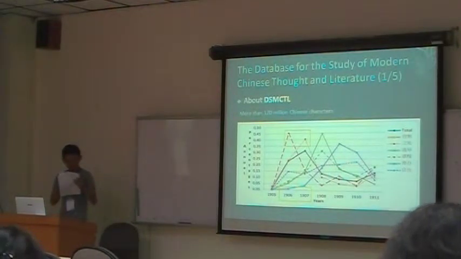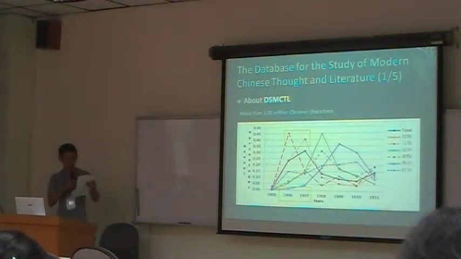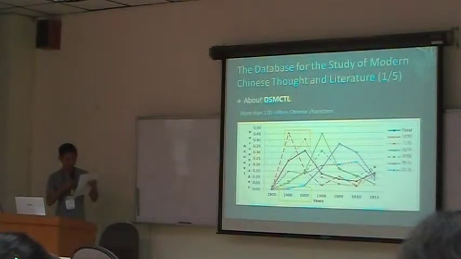First, let's see about our first experimental material, the DSMCTL. It contains more than 120 million Chinese characters. It is a relatively large database, which serves as a good resource for research, although it is quite difficult for anyone to read all of these contents. By the content of DSMCTL, we can know the development of historical events by analyzing its textual material.